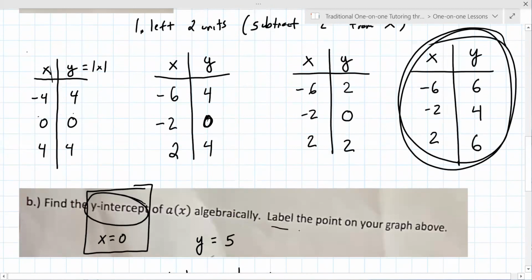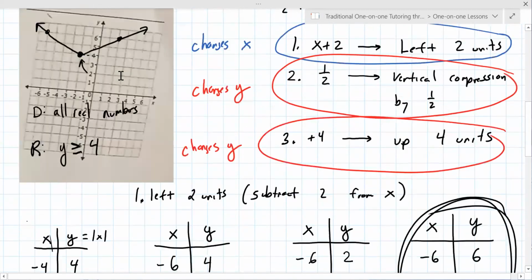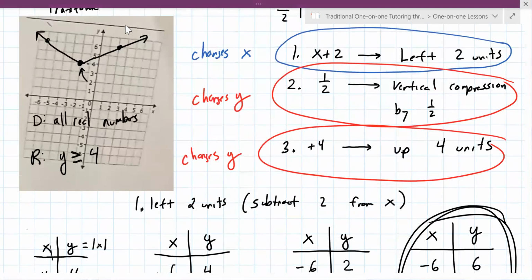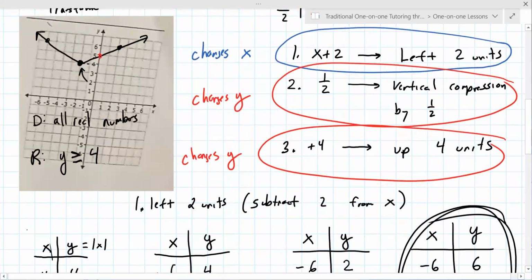Now it wants you to label the point on your graph above. So let's go back to our graph above here. Okay. There is your y-intercept right there. So go ahead and add that point, please.